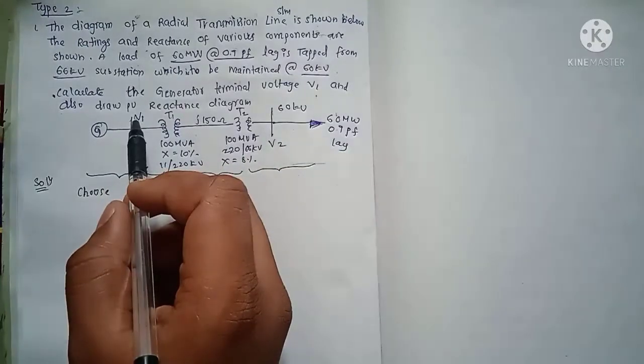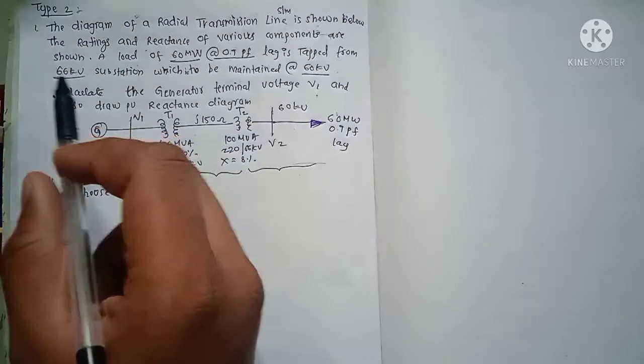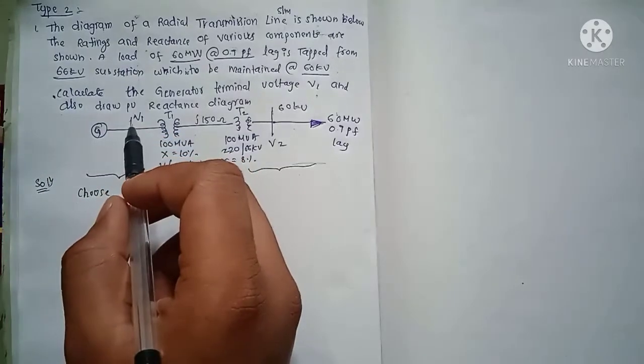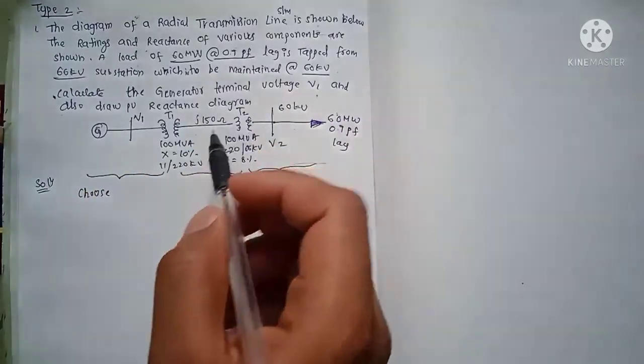This is the bus bar, right? The vertical line. We have to calculate the bus bar voltage. This is the type 2 problem I mentioned. We need to calculate V1 and also draw the PU diagram.